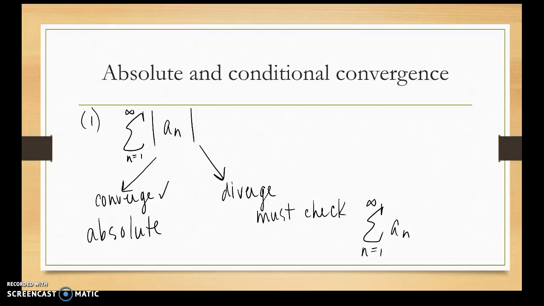So as a rule of thumb, start with the absolute value. If you get convergence for that, converges absolutely, you don't have to check the series a sub n itself. If the absolute value diverges, then go back and use the alternating series test and see if the original series converges, then it would be conditional.